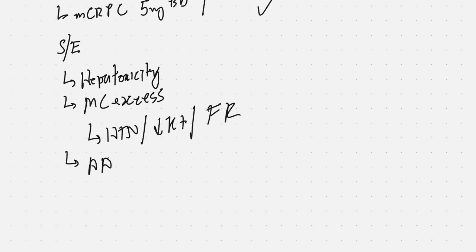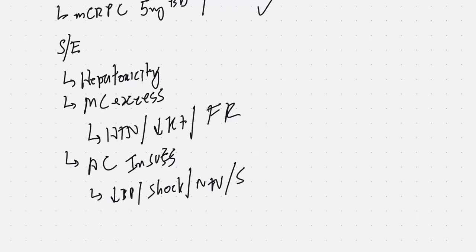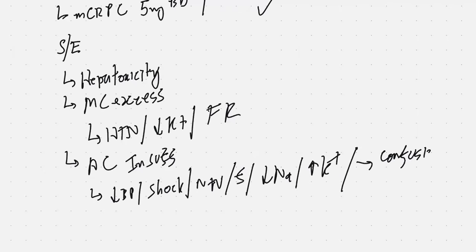So this can manifest in the form of decrease in BP, hypovolemic shock, right? Nausea and vomiting, fatigue, right? Decrease in sodium, increase in potassium, right? And also it can later go into confusion and stupor as well. So all of this can be a manifestation of abiraterone as well, which is why we give steroids along with it. Okay. So what are the indications for abiraterone?